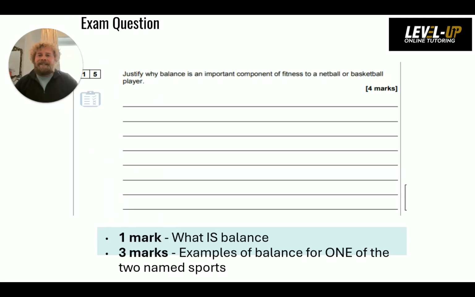Now, we have an exam question here. Justify why balance is an important component of fitness to a netball or basketball player. This is a 4-mark question. To break down the marks, we want to give you 1 mark for telling me what balance is, and then 3 marks for examples of balance for one of the 2 named sports. You can pick either netball or basketball.